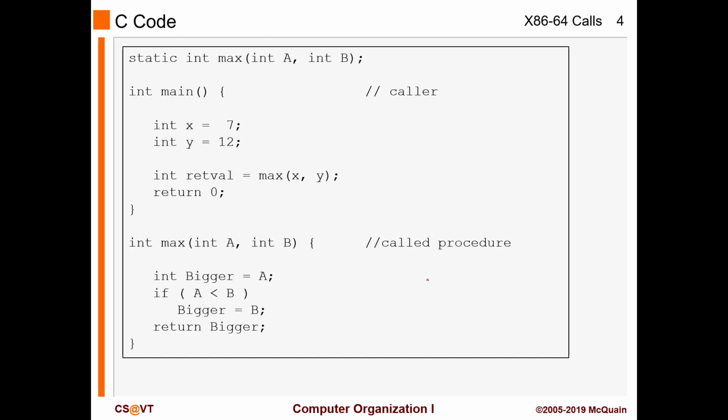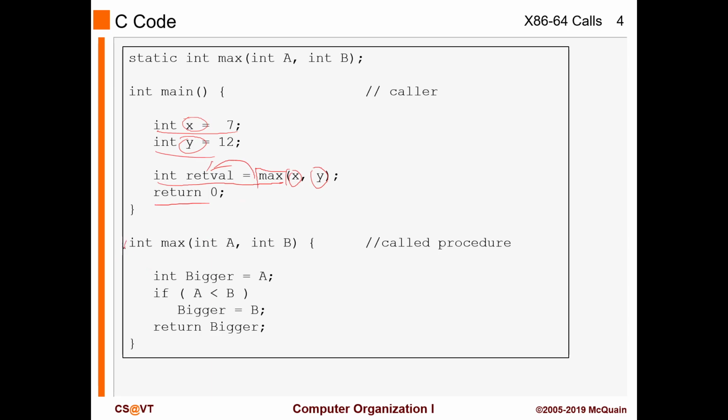So this is the C code we're going to take a look at for this lecture. Going step by step, it's going to show you how the whole procedure thing works. So it's a very simple C code. It just does int x equal to 7, y equal to 12. It goes to a function called max, where the parameters are x and y, and it's going to return a value to redVal and return.